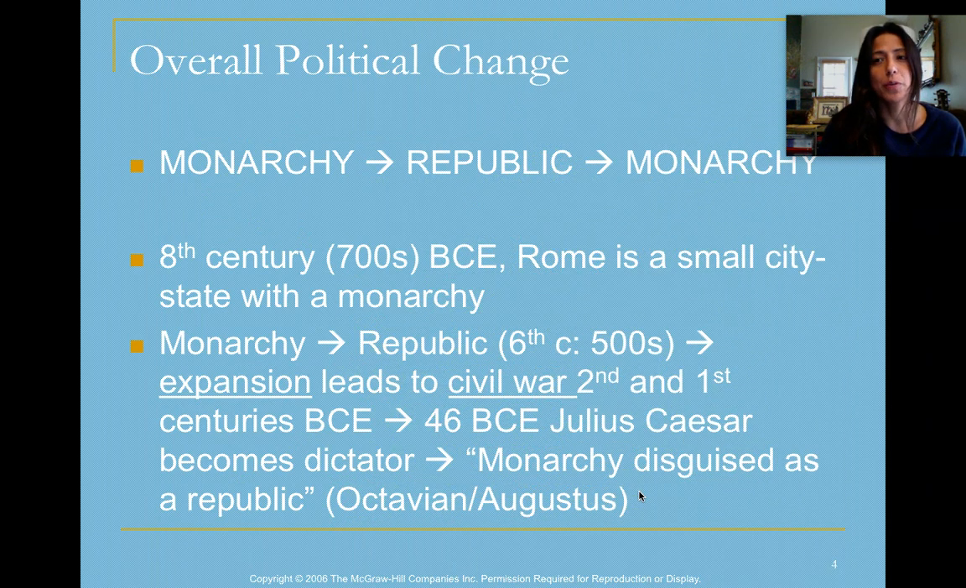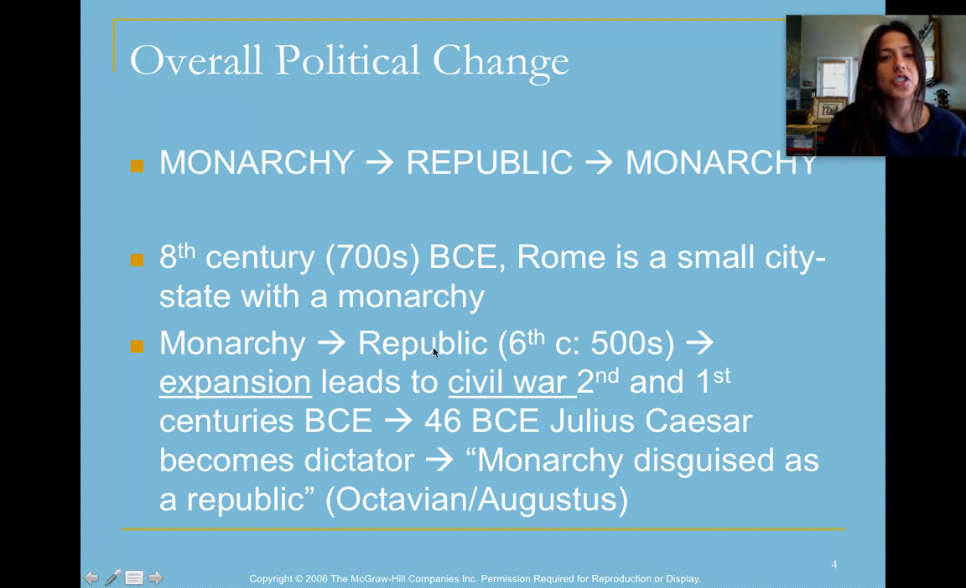Another thing I want to do before we start is talk about some changes that you'll see. You're going to see this change from a monarchy to a republic to a sort of monarchy again, although it's more of a dictatorship at first. I just want you to know that it's going to change over time, and these are different forms of government. So in the 8th century, which is the 700s BCE, Rome is a small city-state with a monarchy. Mono means one, so one person's in charge.